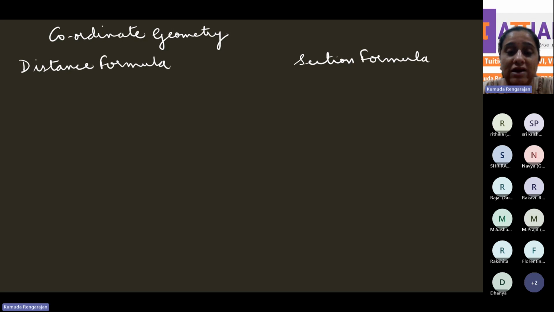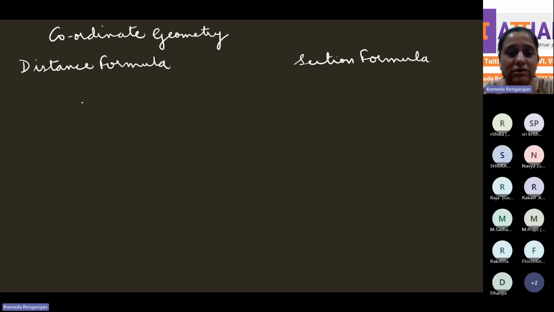Like in class 9, we have the Heron's formula, right? Heron's formula, where we make use of the length of the sides to find the area of the triangle. Like that here, we had the third part where we have a formula to find the area of a triangle with the help of the coordinates of its vertices. If the triangle is ABC, we use the coordinates of vertex A, vertex B, and vertex C, and with the help of a formula we can find the area of the triangle. So that is deleted. That one is not there. So we only have these two, distance formula and section formula.